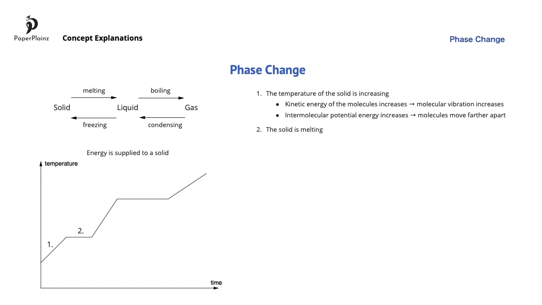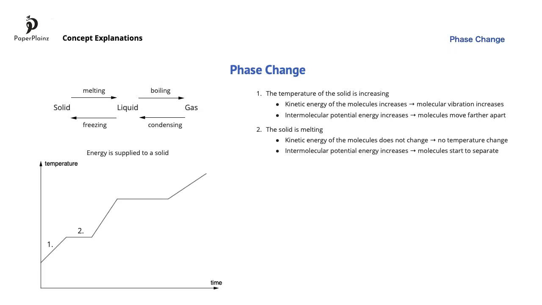Here, the solid is melting. An important point here is that the kinetic energy of the molecules does not change, so there is no temperature change. We can also see this from the graph, since here the line is horizontal. During this period, all energy that is supplied to the solid goes into increasing the intermolecular potential energy of the solid. As a result, molecules and groups of molecules start to separate from each other, and even though they are still close to each other, now the molecules are more free to move around. In other words, the solid melts and becomes a liquid.